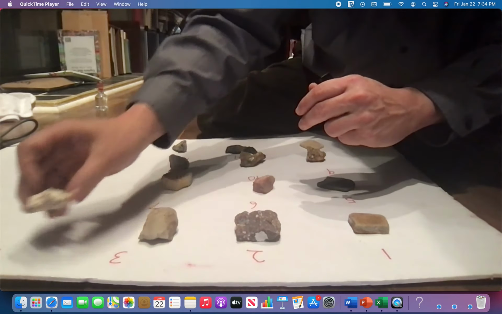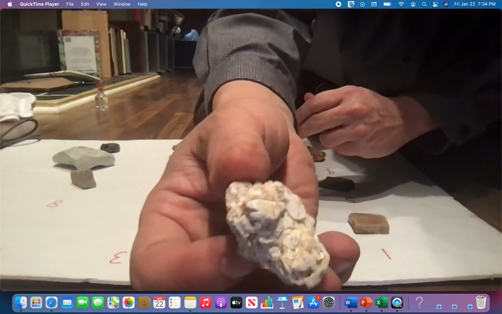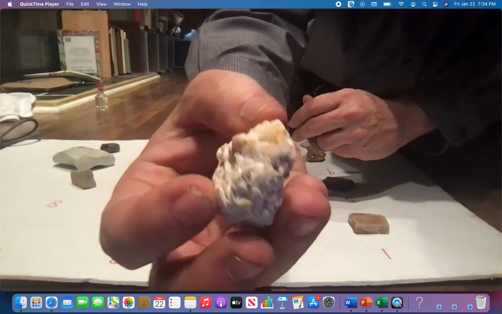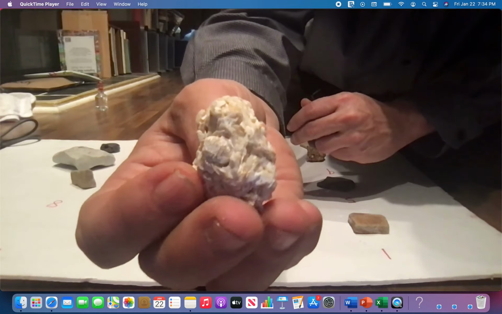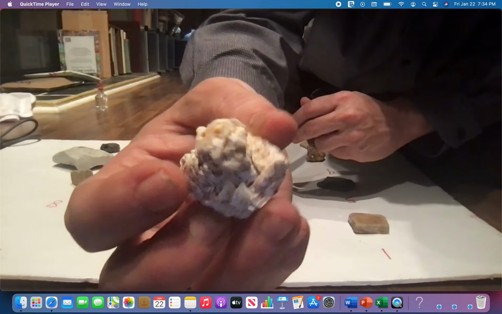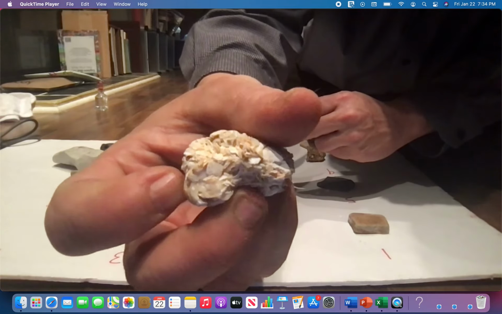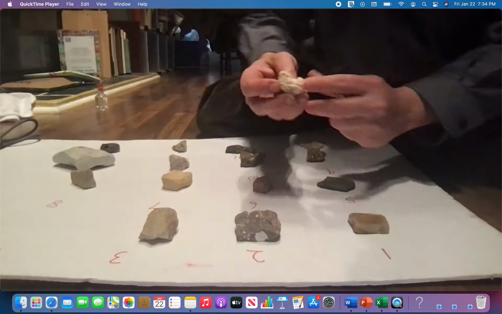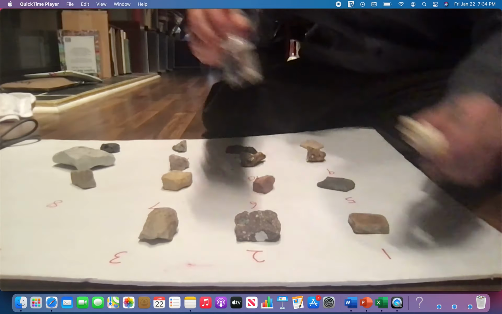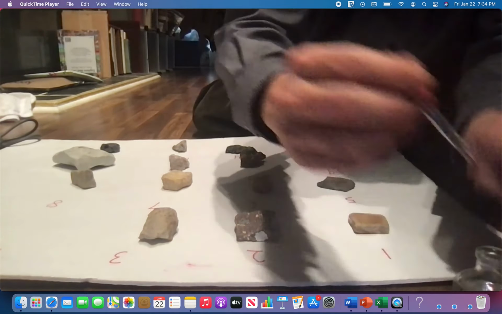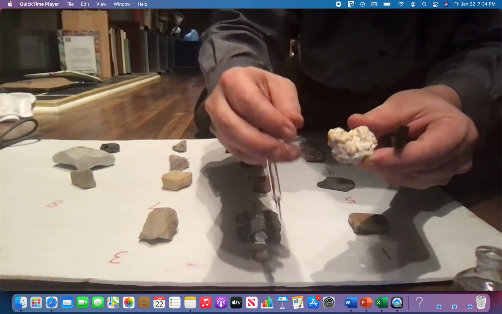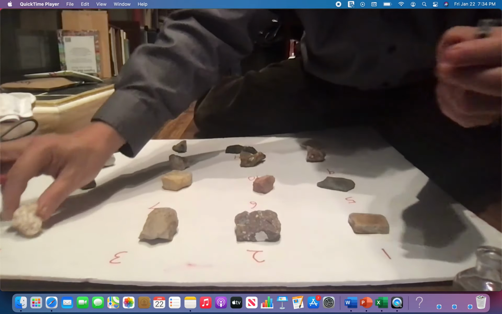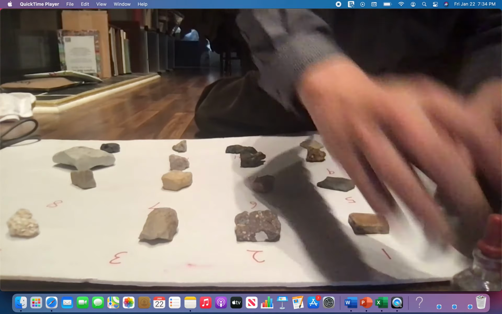Sample number 4. Can you see clamshells in here? A lot of clamshells in here, aren't there? Sample number 4 reacts with acid. See, it's bubbling when I put acid on it. Sample number 4 reacts to acid.